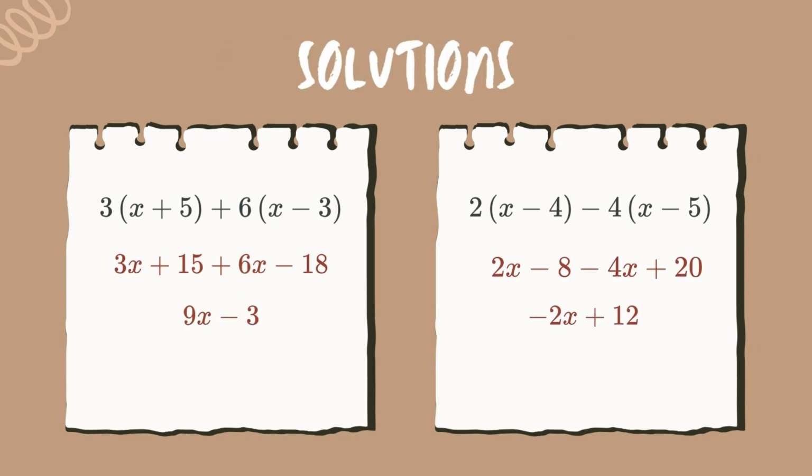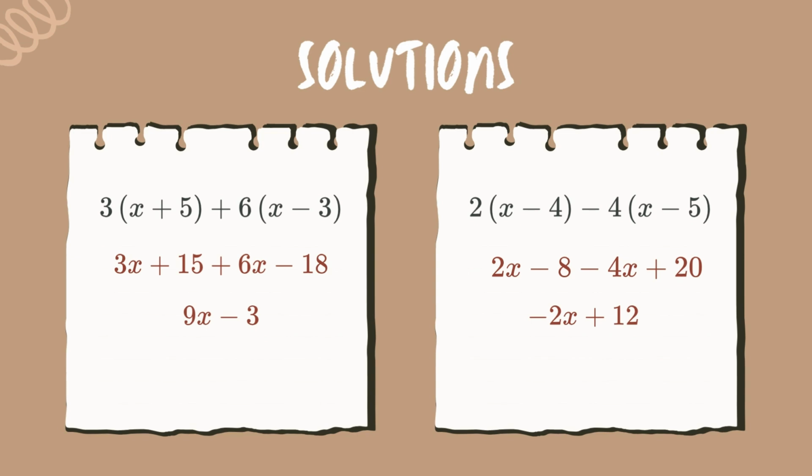I have the solution here. For the first one, we use the 3 to multiply the x plus 5. And we also use the 6 to multiply the x minus 3. So that will give us 3x plus 15 plus 6x minus 18. When we combine the like terms, we have 3x plus 6x will give us 9x, 15 minus 18 will give us minus 3. So our answer is 9x minus 3.